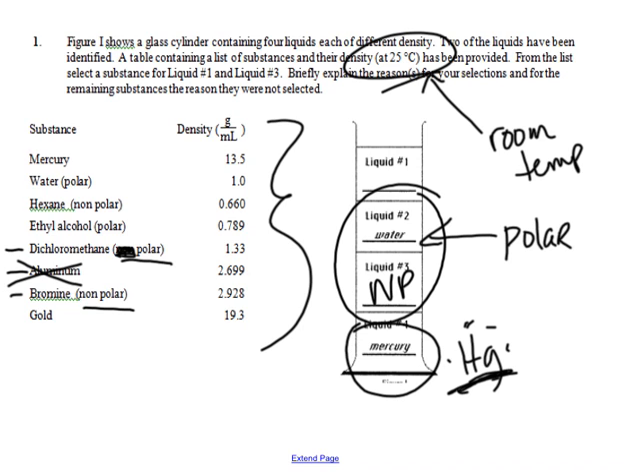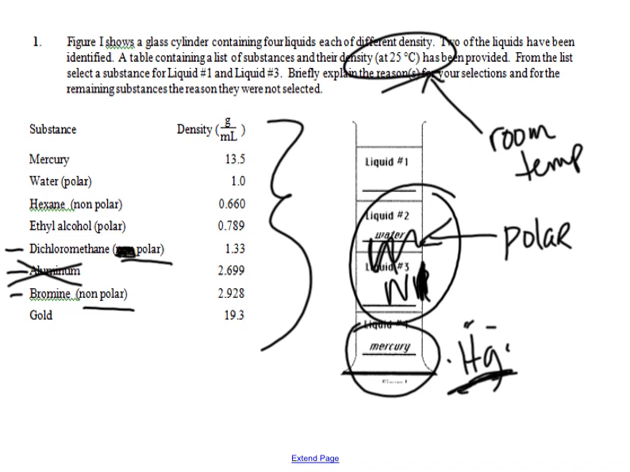Why? Exactly. If it were polar, it would mix with the water, and we would not get a separation. So what is liquid number 3 then? It's got to be bromine. Otherwise, it would mix with the water. Okay? So now you have all the tools to tell me what liquid number 1 is and why.